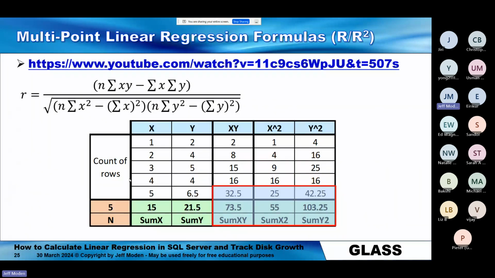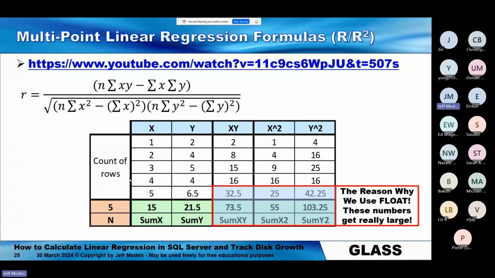And that, ladies and gentlemen, is the reason why we use float. If you look at most calculators, they are accurate to 13 digits on the screen, and behind the scenes, they are accurate to 15 digits. Float is 15 digits.